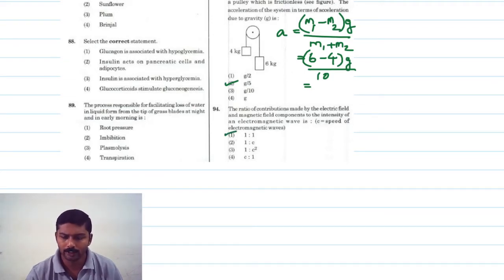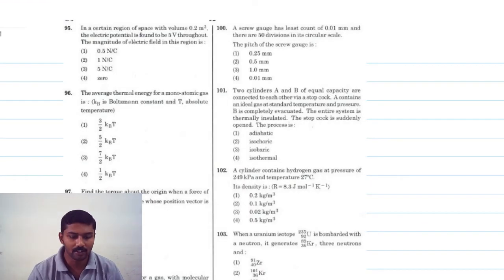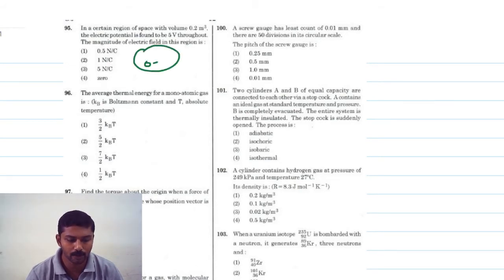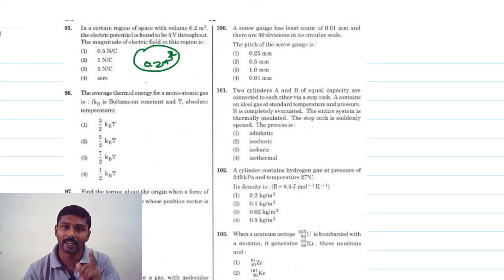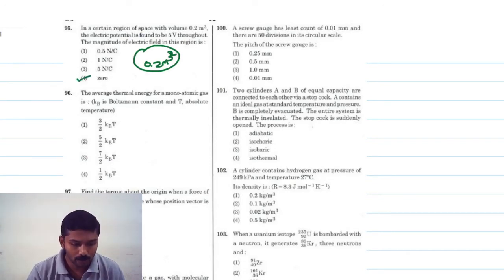Okay, so now let's look at the next question. In a certain region of space of volume 0.2 meter cube, the electric potential is 5 volt throughout. If the potential is distributed equally throughout, what will be the electric field? The electric field will be zero. Electric field will be only there when there is a change in potential. But throughout the volume, the potential is the same. Then the answer is going to be the fourth option.